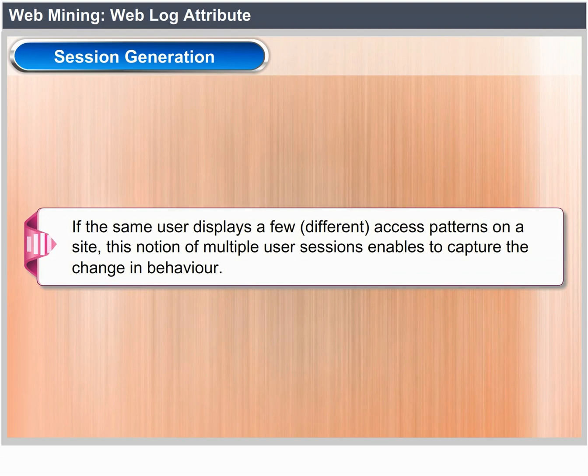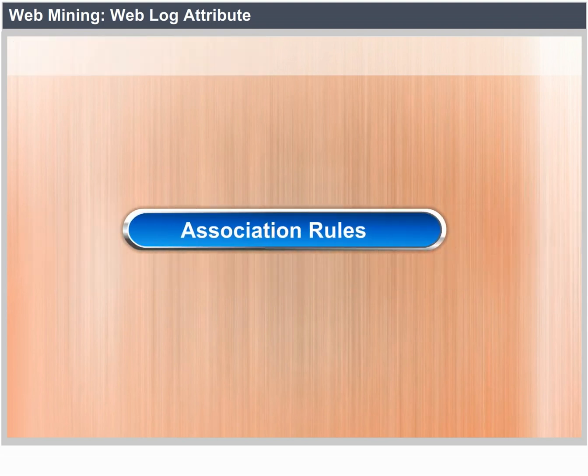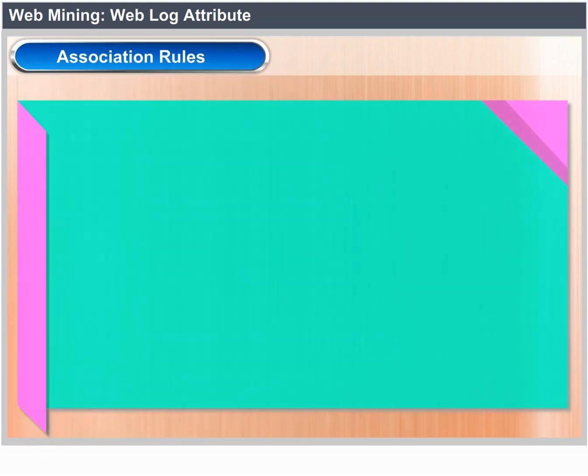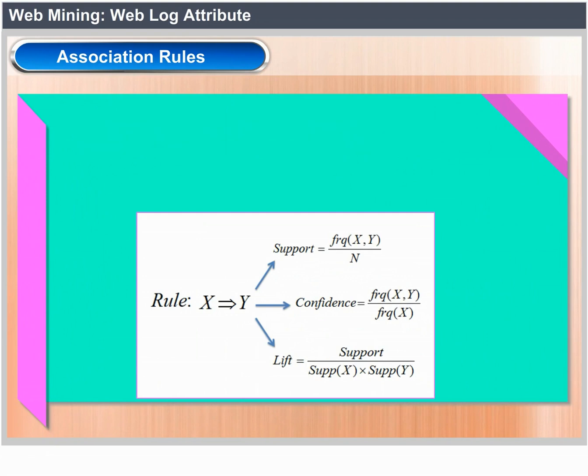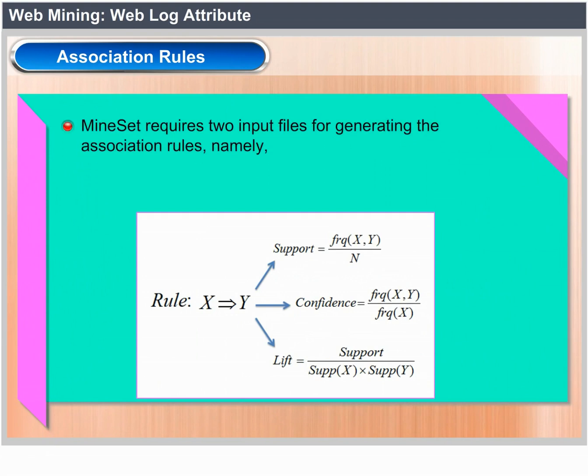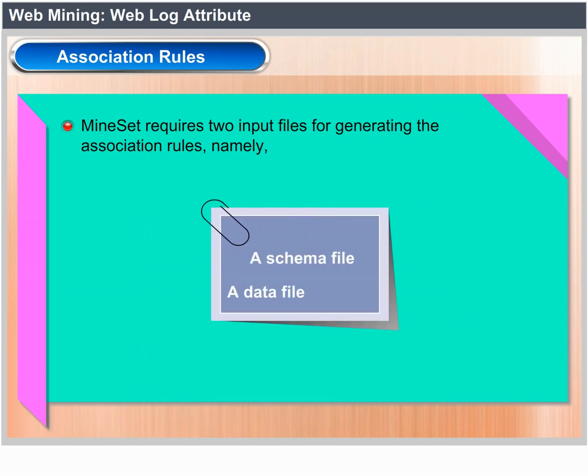Association rules. To generate the association rules for the weblogs, we first generated the sessions and URL files. Mindset requires two input files for generating the association rules, a schema file and a data file. The schema file describes the structure fields of the data file. The data file consisted of the binary session vectors.